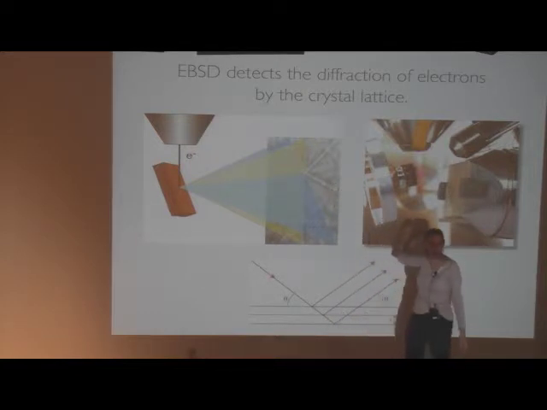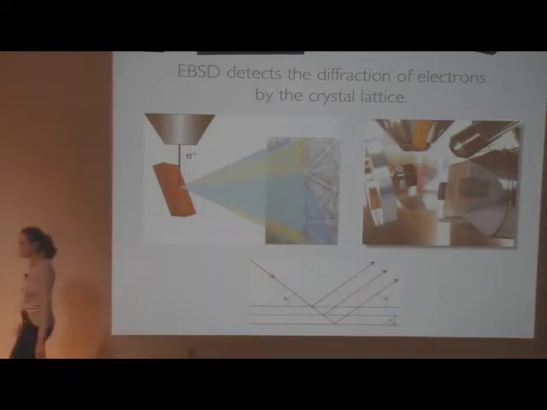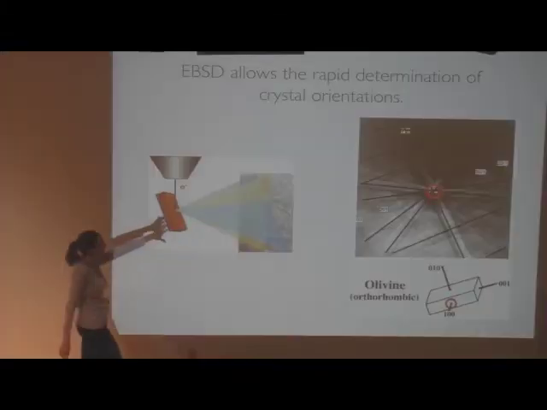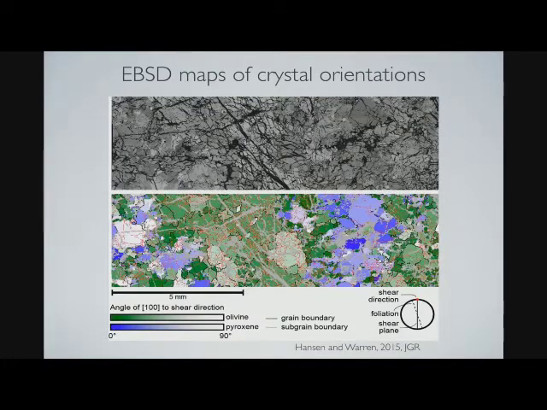And that illuminates the phosphor screen, and then there's a camera that takes a picture, and then there's great computer software that processes the whole thing for you. And so you have this diffraction pattern, you identify the orientation of your crystal, and you say, this is the orientation of this olivine crystal. And so nowadays, you can go across and get hundreds and hundreds of points just by mapping across a sample. And so this now is an example of an EBSD map that Lars Hansen collected.